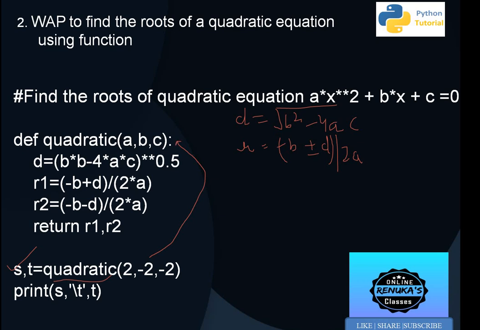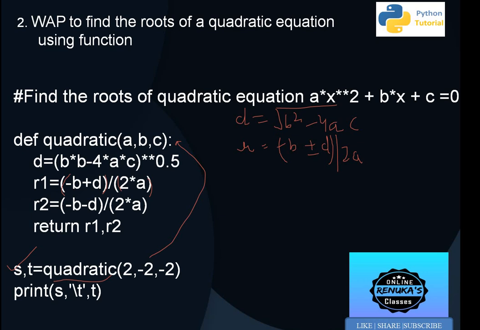a is now 2, b is minus 2 and c is minus 2. So with this formula d will be calculated, then root 1 and root 2. Root 1 is minus b plus d upon 2a, root 2 is minus b minus d upon 2a. You keep the 2a in brackets, because first this expression will be evaluated, and then the division. If no brackets are there, then d will only be divided by 2.